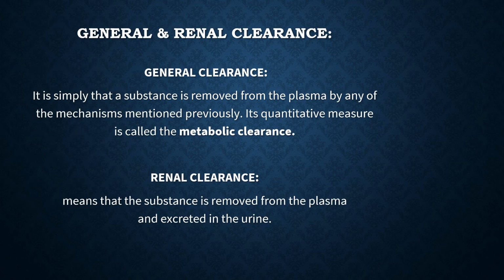Clearance in a biomedical context has both a general meaning and a specific renal meaning. The general meaning is simply that a substance is removed from the plasma by any of the mechanisms mentioned previously. Its quantitative measure is called the metabolic clearance rate. Renal clearance, on the contrary, means that the substance is removed from the plasma and excreted in urine.